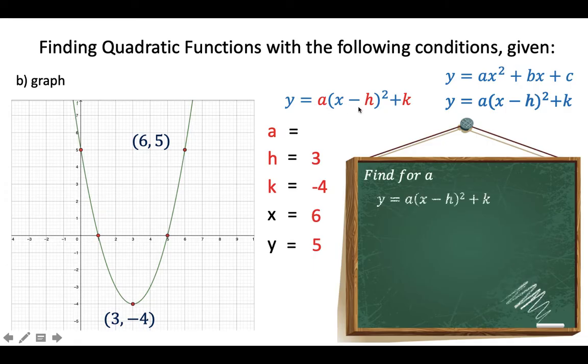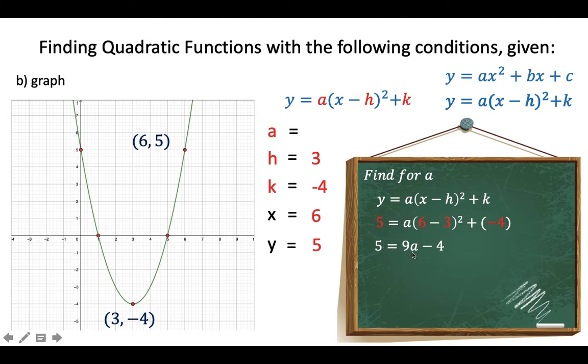So let's find a. We'll just substitute these variables. To solve for a, we will just simplify. 6 minus 3 is 3. Then 3 times 3, or 3 squared, is 9. 9 times a is 9a. Write down negative 4 and write down 5.